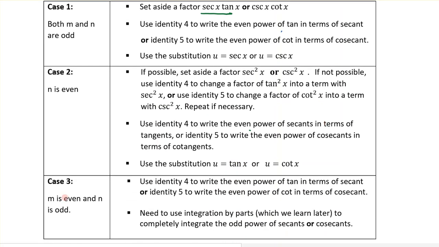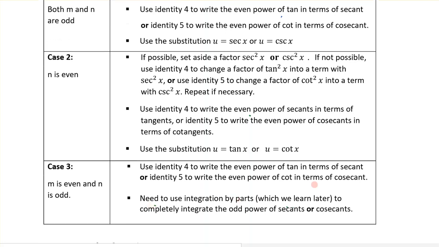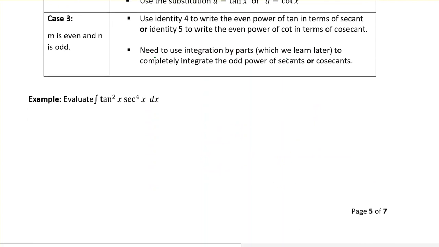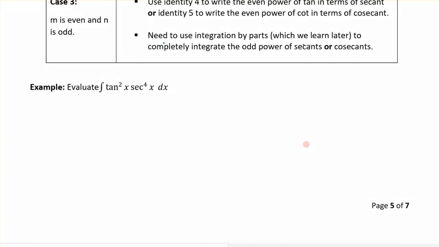And the last case is when one is even and the other is odd. We're going to learn these methods later in the course, where we're going to do integration by parts. Only then can we solve it. So let's take a look at this example. In this one, we have the integral of tangent squared x secant raised to power 4 x dx.